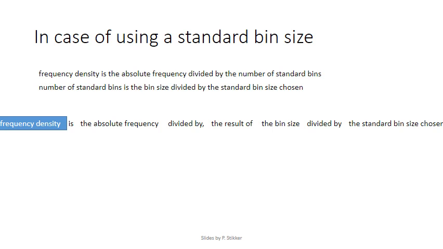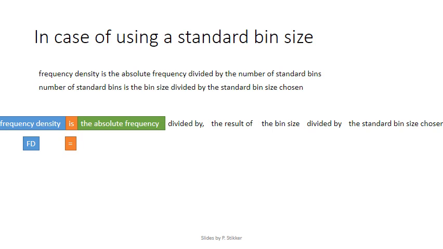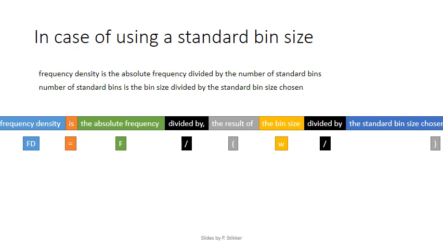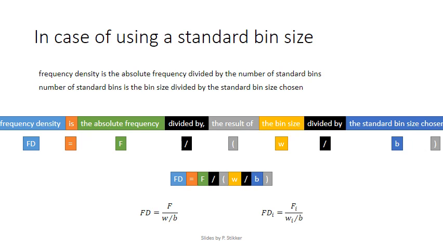Again, we'll abbreviate frequency density with FD, "is" with the equal sign, the absolute frequency with F, divided by with the division sign, and "the result of" means that we'll have to do everything that comes after that. So in math notation, we can use parentheses for that. The bin size is the W divided by the division sign, and we need a new symbol for the standard bin size chosen, so let's use B for that. If we compress all of that, we now get a lot shorter notation for this. And if we write it down in a slightly more mathematical format, it might look like this. Or if you like to use the indexes, it can even look scary like this.